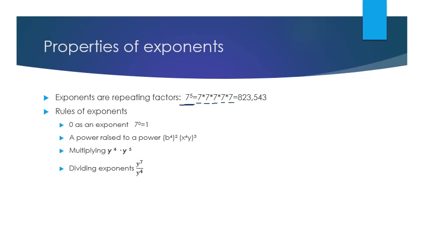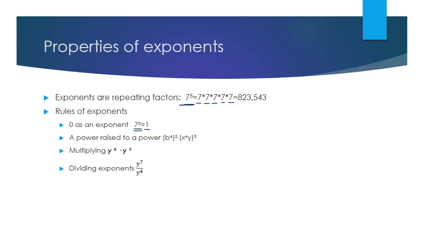One special case about exponents that doesn't always make logical sense is that 7, if it's raised to the power of 0, is equal to 1. And that's the case for any base that is raised to the 0 power. It could be 0 to the 0, it could be 1,000,000 to the 0. It would still equal 1.